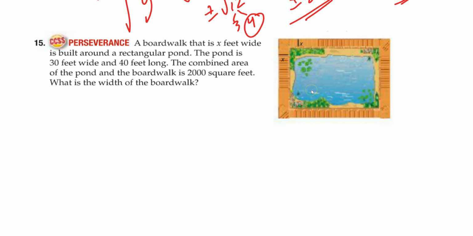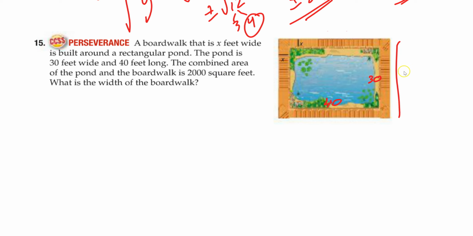Let's do an application problem or two. Let's see this one, the boardwalk. Let's set this one up, but we won't solve all the way. So the pond is 30 feet wide and 40 feet long. The combined area of the pond and the boardwalk is 2,000 square feet. So remember, the area would be this whole thing.